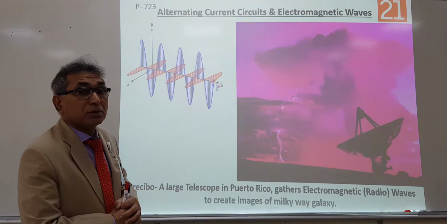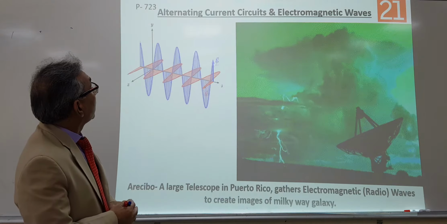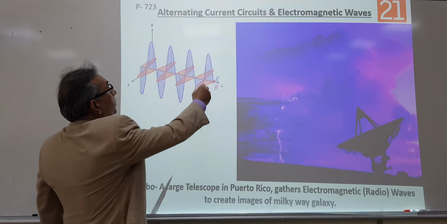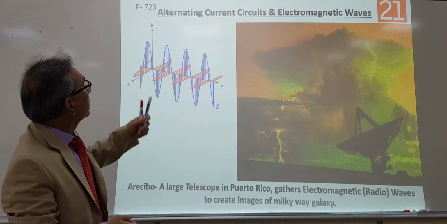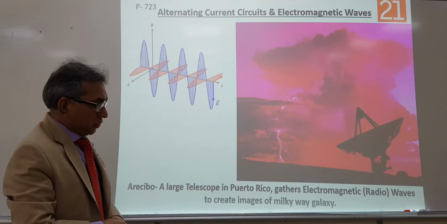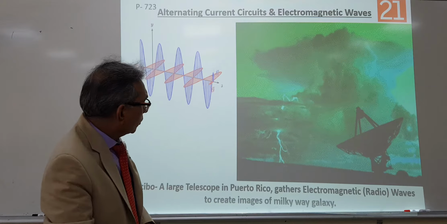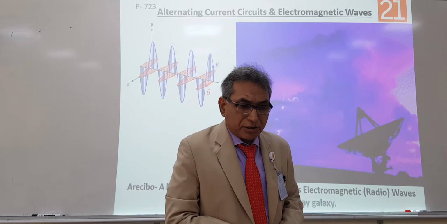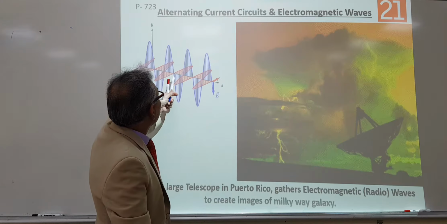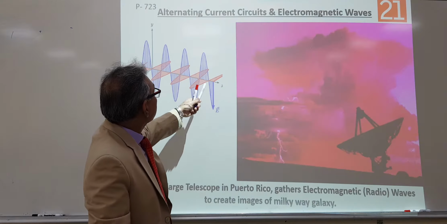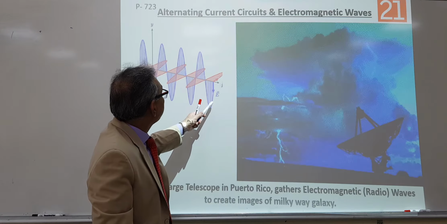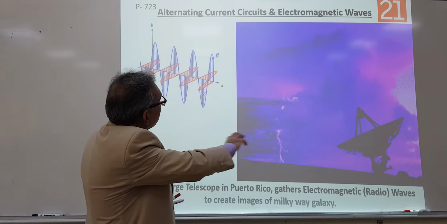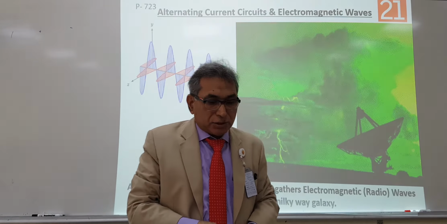Today, chapter number 21, alternating current circuits and electromagnetic waves, alternating current AC. You see, we have this electromagnetic radiation. Electromagnetic radiations are fluctuating electric field E and magnetic field B. They are perpendicular to each other and perpendicular to the direction of travel. They are traveling to the right.